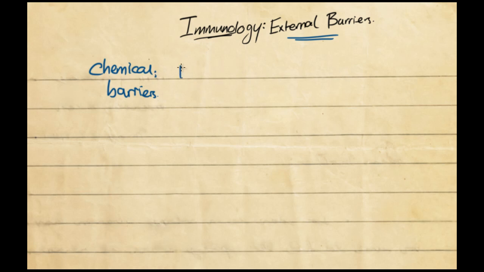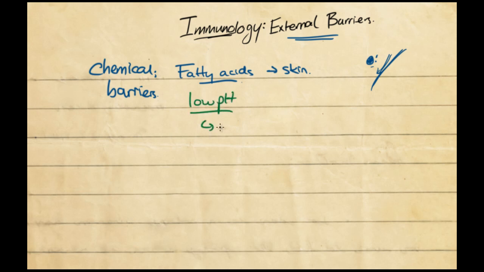So the first one of these are fatty acids. Fatty acids are produced by our skin. And basically what they do is they prevent microorganisms from adhering to the surface of our skin. So basically they coat these bacteria, and it stops them from adhering to the skin and entering via the epithelium. There are also areas in our body which have low pH, and this means that they're acidic.